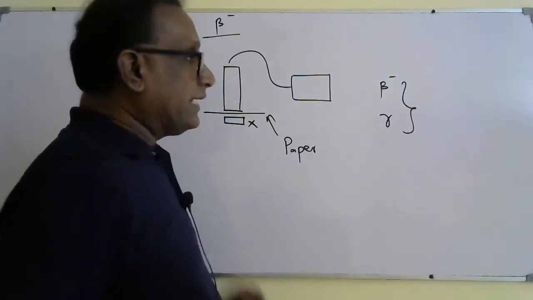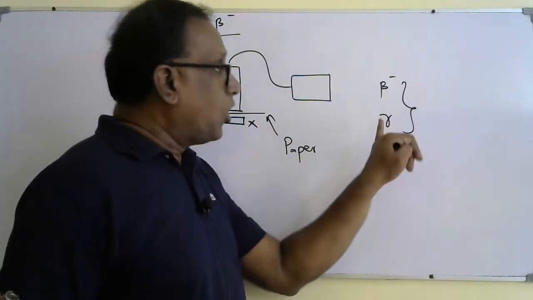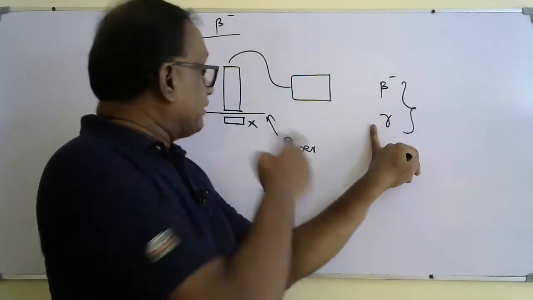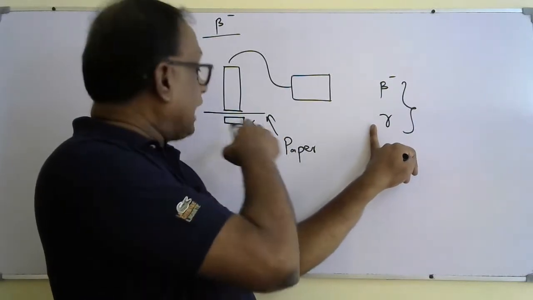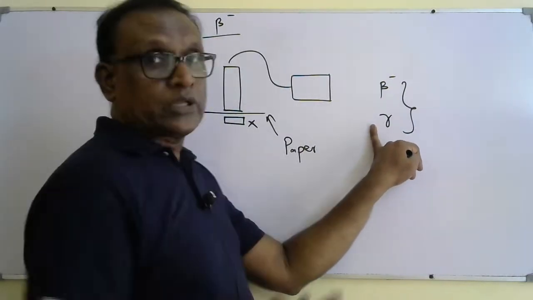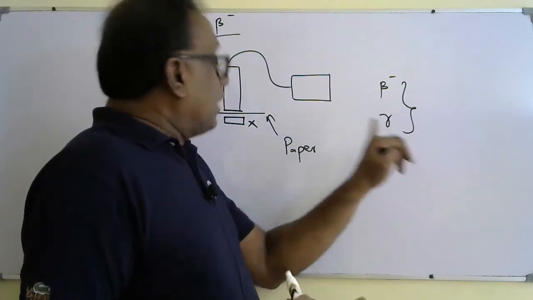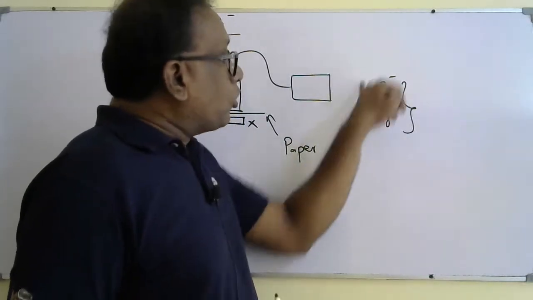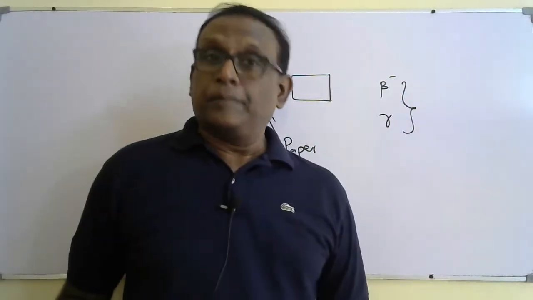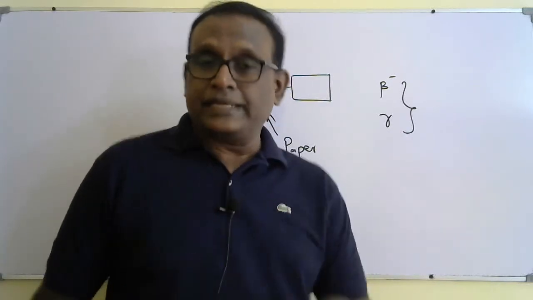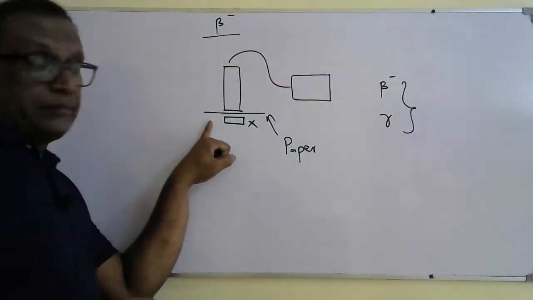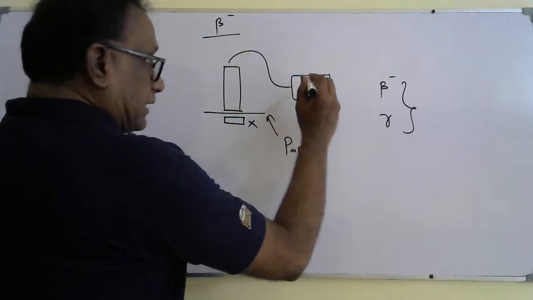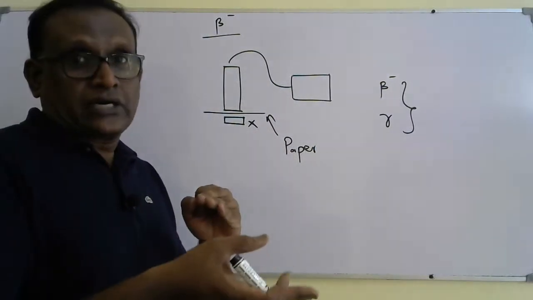So the count rate you are getting is only due to beta minus or only due to gamma. Maybe it would have emitted alpha and gamma, meaning alpha is blocked and gamma is passing through the paper. We don't know what it is. Or maybe both are passing through the paper. So I want to check for beta minus. After keeping the paper, the count rate is now well above the background count rate.